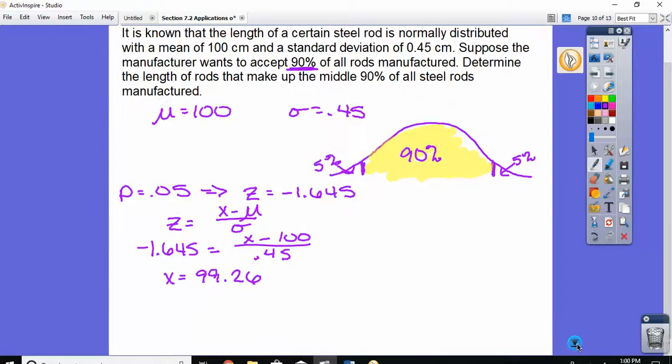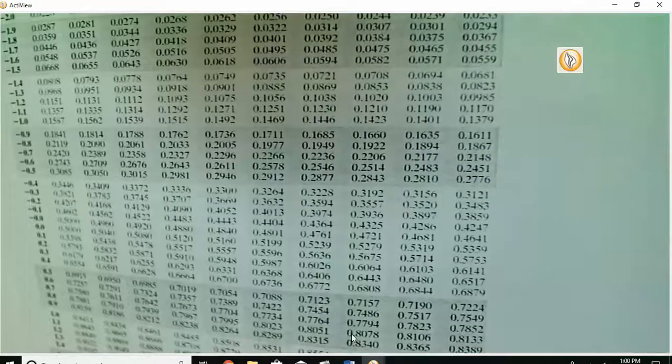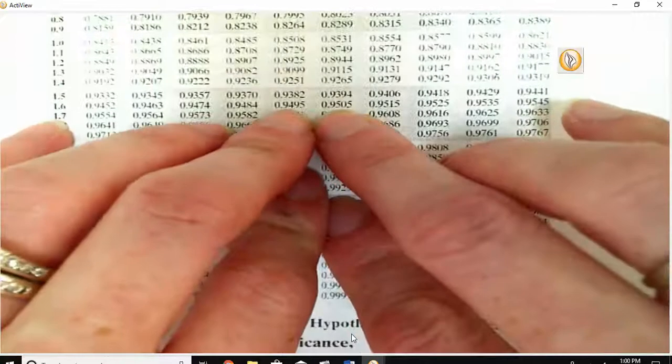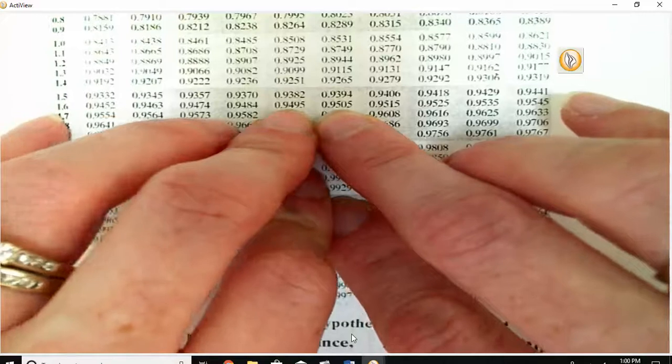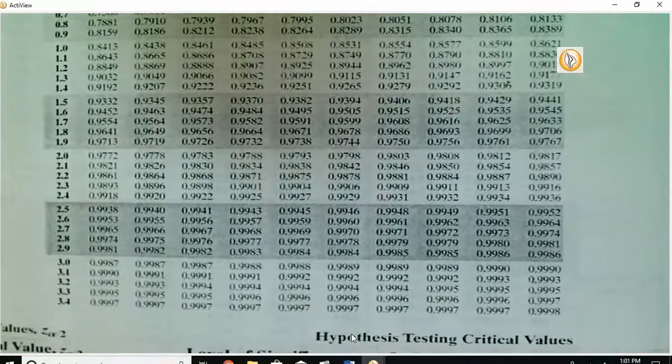So we're going to go through the same process. Our P. P is area to the left. If there's 5% to the right, how much is to the left? 95. So find your Z. So you're looking for 0.95. Okay, we see the same thing. It's exactly in the middle of positive 1.64 and positive 1.65. So we're going to go with 1.645.